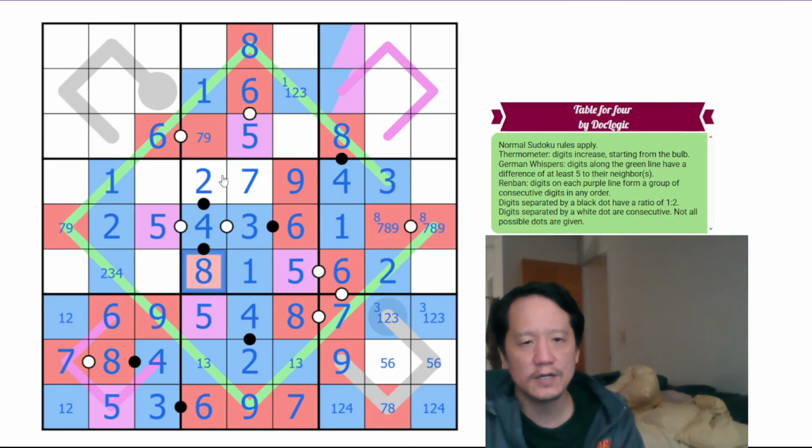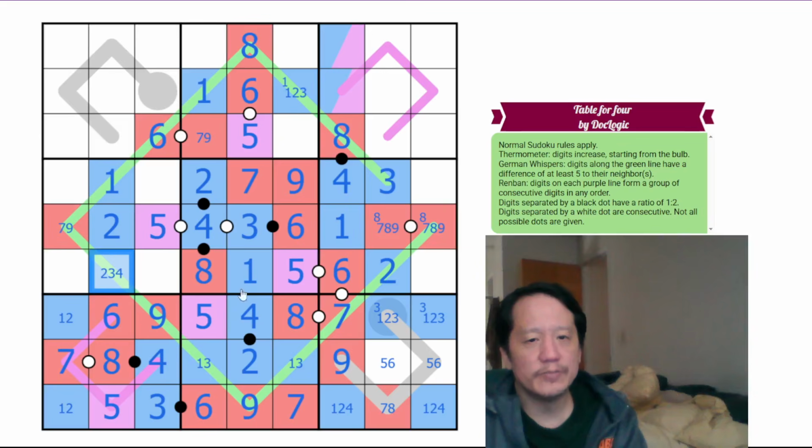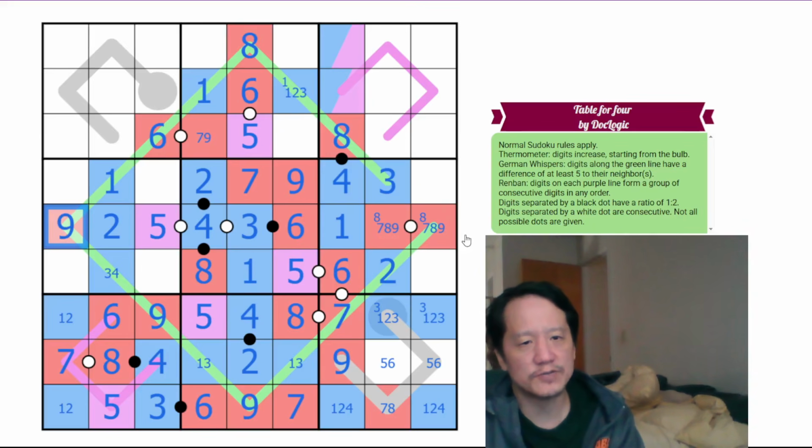This is high. This is low. This is high. This cannot be 2. It has to be 3 or 4, which can only be next to 9 on a whisper 5 line out of 7 or 9. So this can't be 9 here. It's 7 and 8 as a pair.